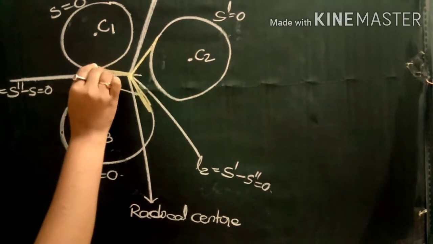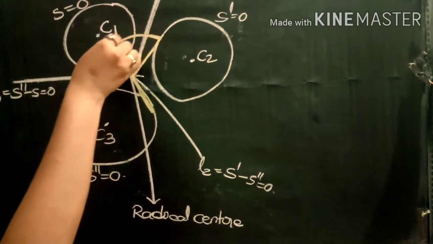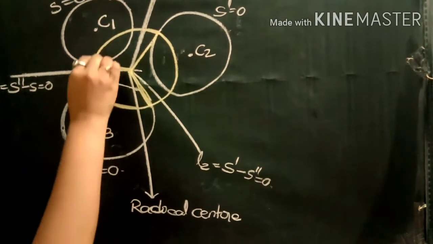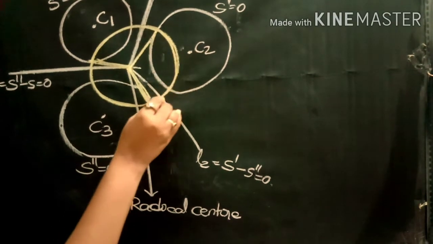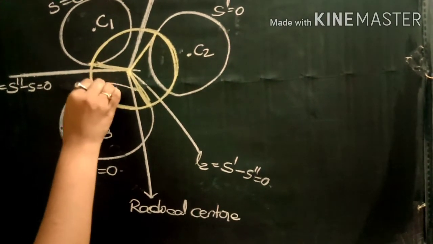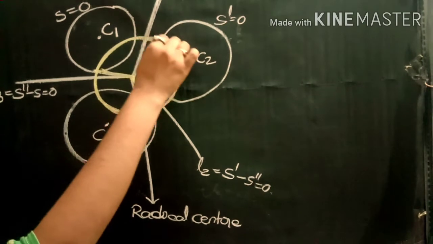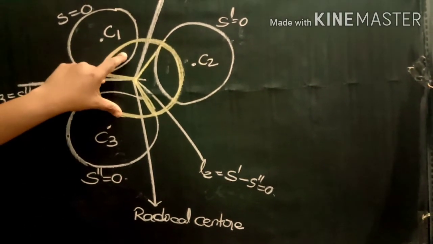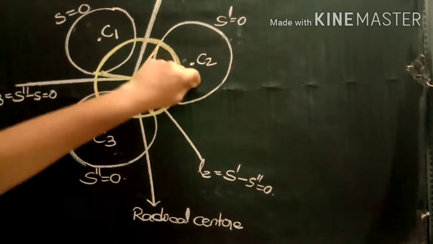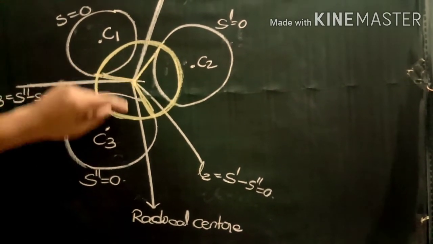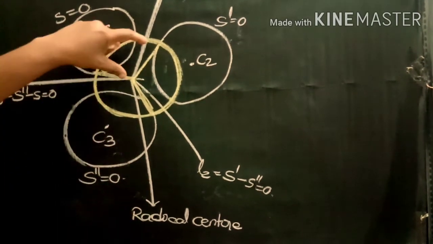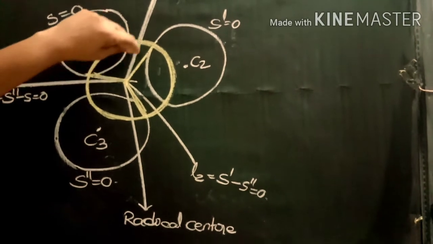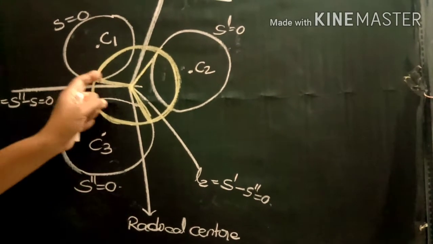Now we draw one circle, taking this length of the tangent as the radius and the radical center as the center. Then we get one circle, which is orthogonal to the given three circles. The center of this circle is the radical center, and the radius of this circle is the length of the tangent drawn from the radical center to any of the three circles, since all values are equal.